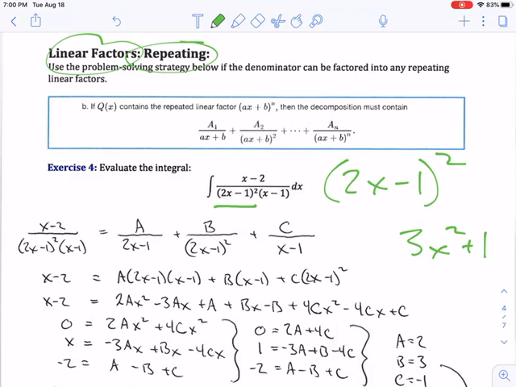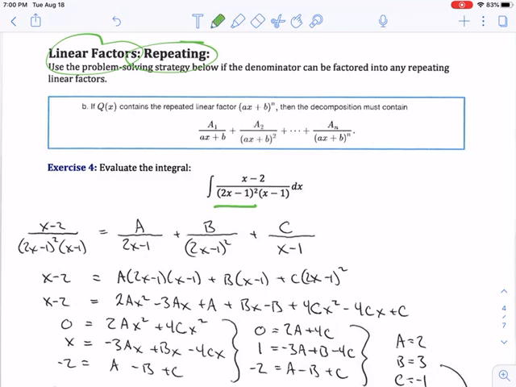as opposed to something like 3x squared plus 1. This is a quadratic factor that cannot be broken down into a linear factor. It is what we call an irreducible, unfactorable quadratic, because it's a second degree factor. So that's in the next section. All right, so right now we have repeating linear factors.